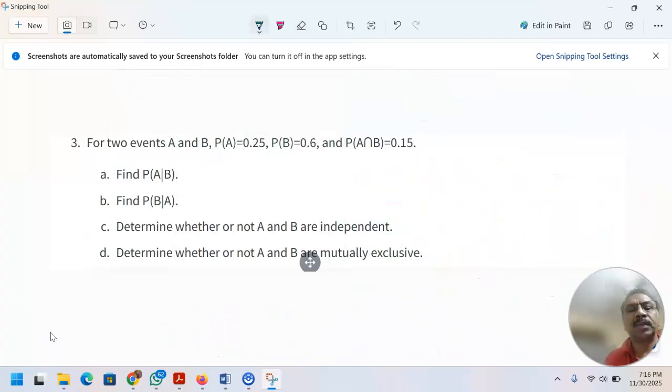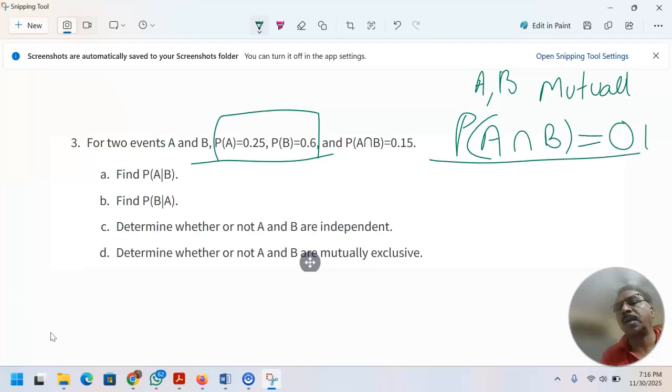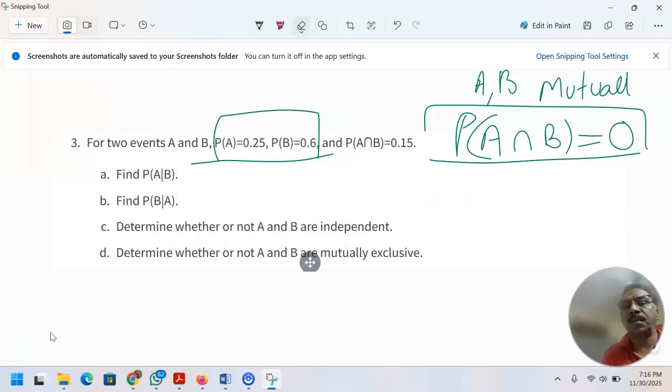If two events A and B are, sorry, mutually exclusive, if the probability of A and B is 0. You just have to say if the probability of A and B is 0 and the probability of A, okay, I think I just wanted to show that.